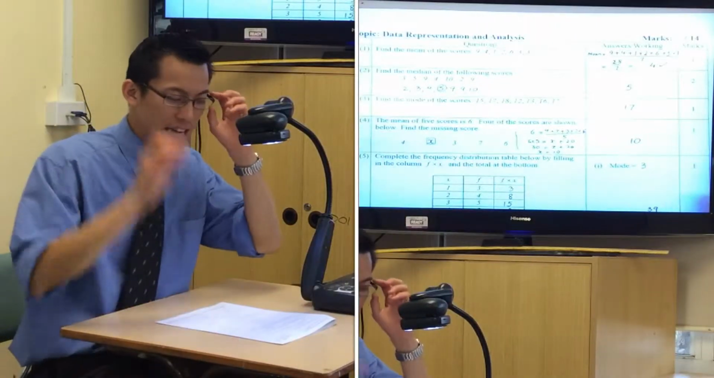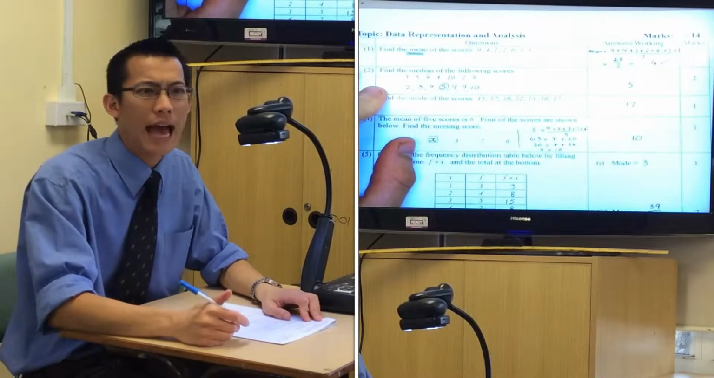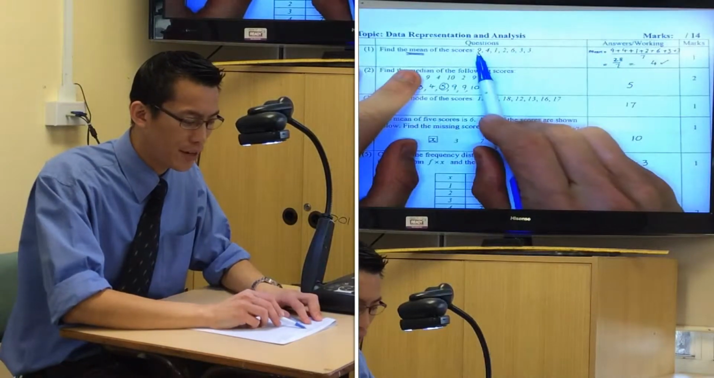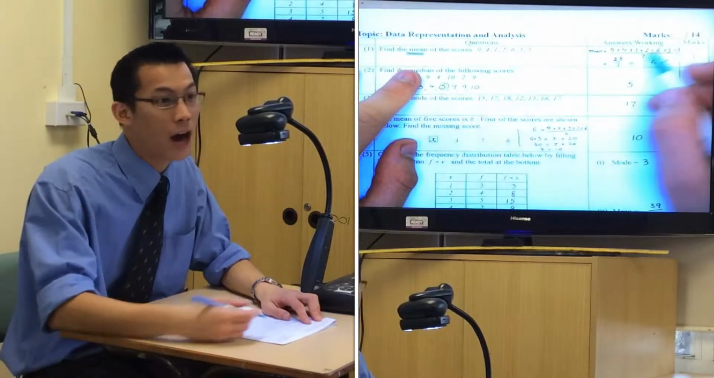Let's do data representation and analysis. What's the mean? What's our synonym for mean? Average. Average, that's exactly right. So to get an average, you have to add up all of these scores, and then you have to divide by however many scores there are.